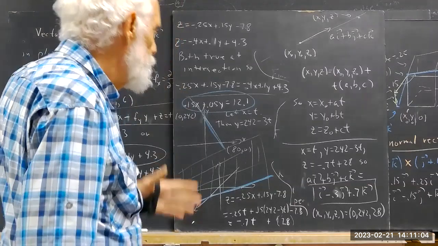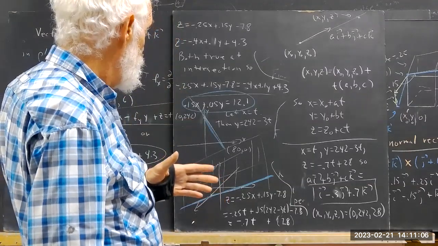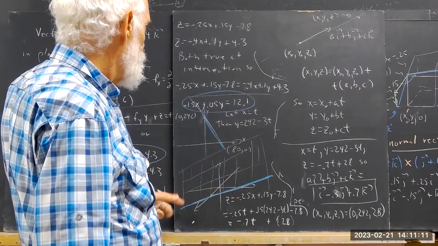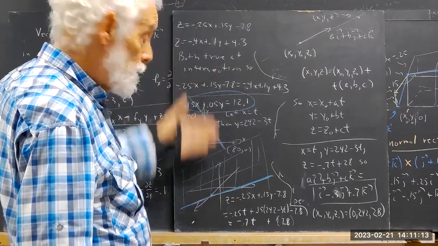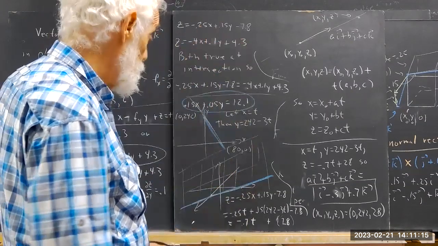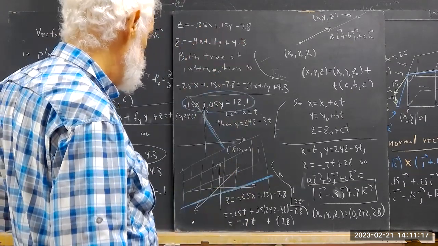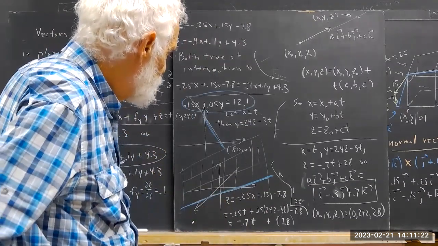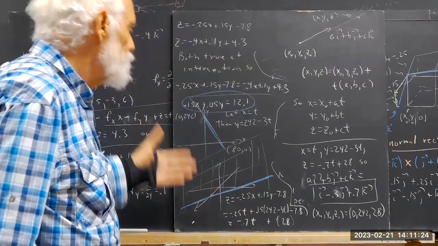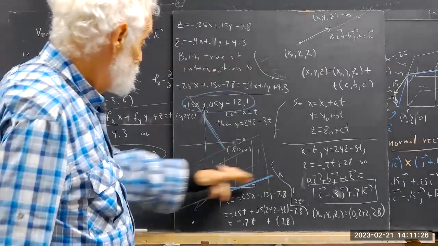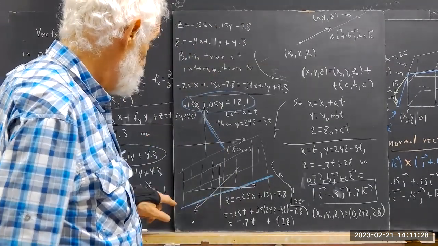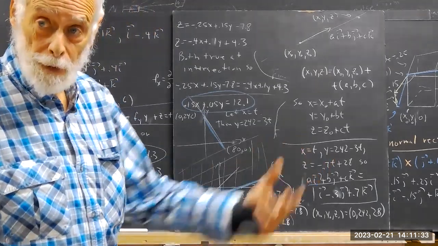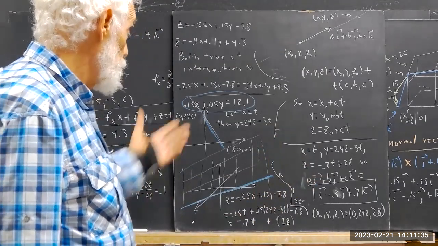The line of intersection lies in a plane above and below this line, and parallel to the z. So it's a vertical plane corresponding to this line here. Okay, so we want to get parametric equations. Well, it's easy to get parametric equations. We've got enough information.